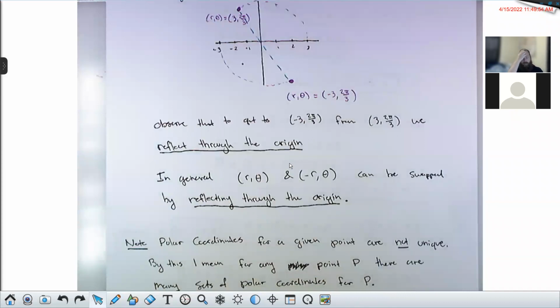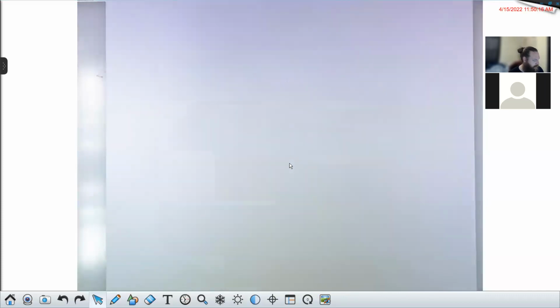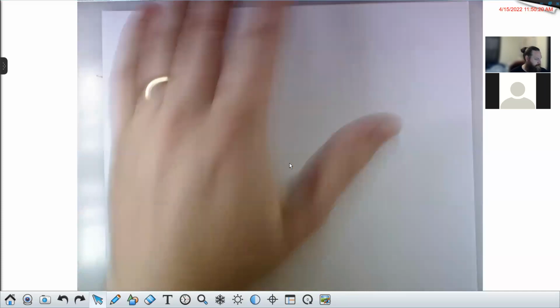And the reason for that is twofold. First, the trig functions are periodic with period 2 pi. So for any particular point, r comma theta, just add 2 pi to theta, or add any multiple of 2 pi to theta, and you'll get back to that same point. The other sense in which these are non-unique comes from the symmetry we just described between r and negative r.